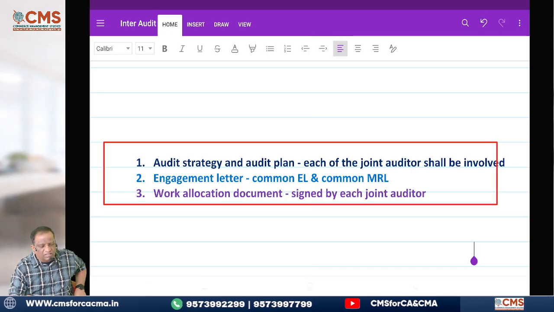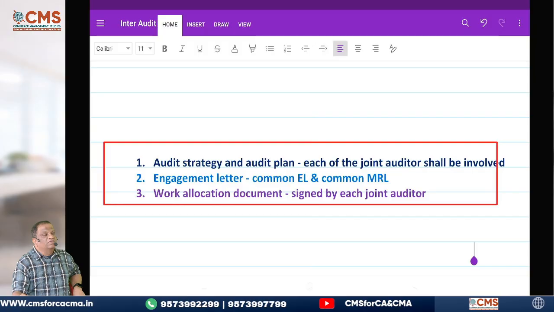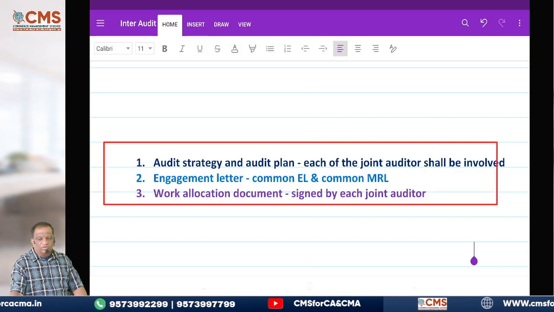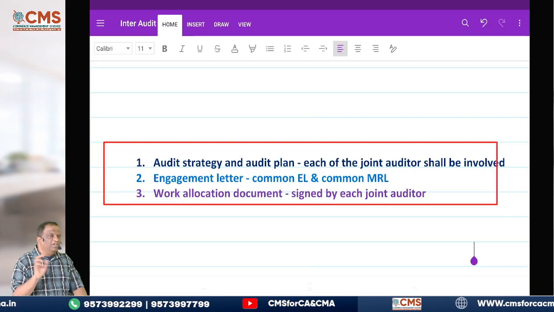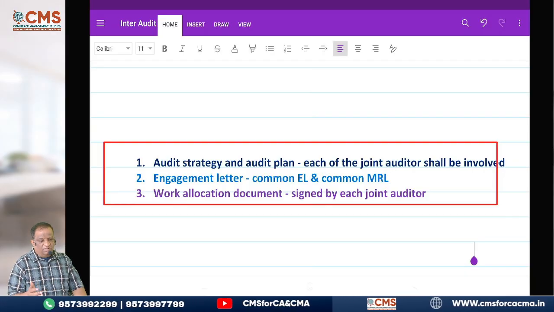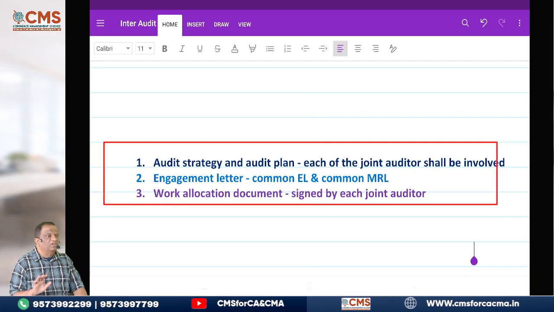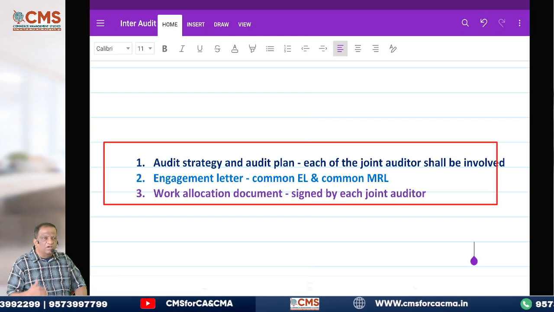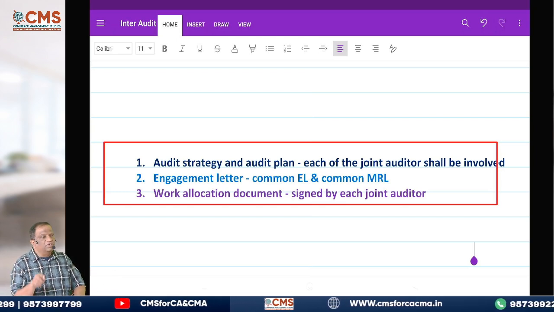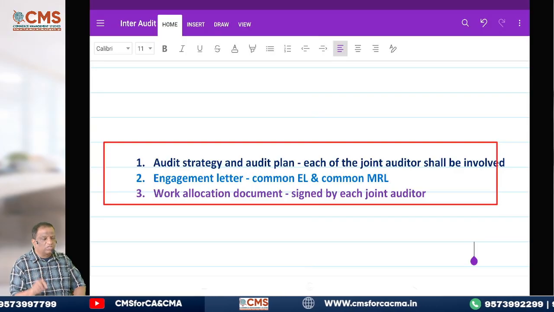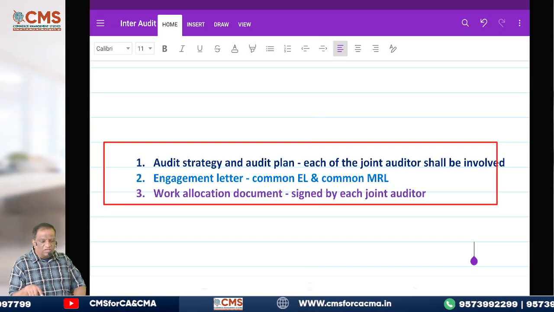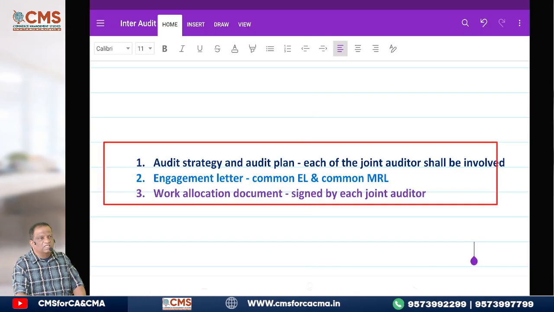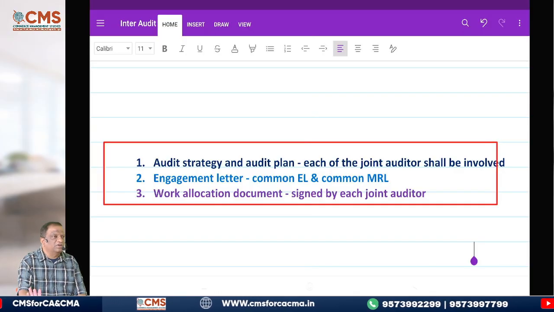And the third one is, whenever there are joint auditors, joint audit is different from double audit. In the double audit concept, every transaction is verified twice. But in joint audit, every transaction is not verified twice. Auditors are going to divide the work. However you allocate the work, there must be a written document called the work allocation document, and that work allocation document has to be signed by each joint auditor. So if you are good with these 3 points, the new ones are taken care of.